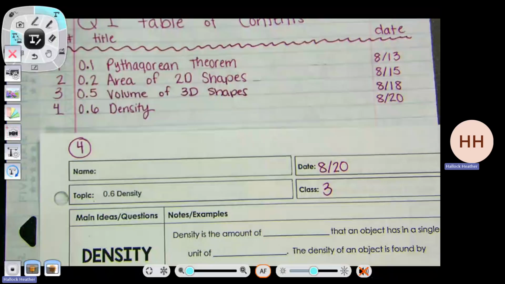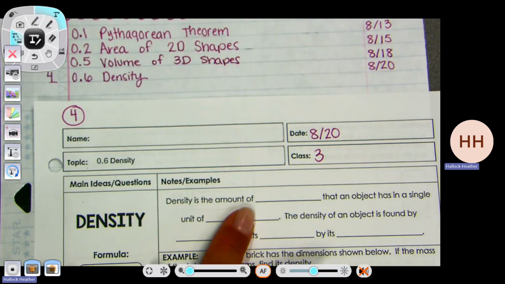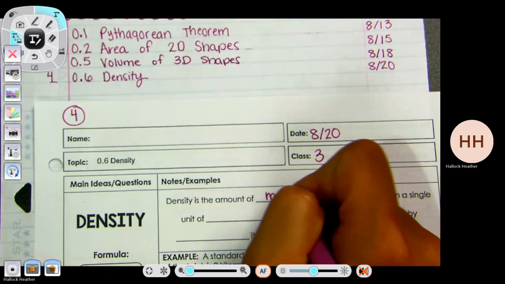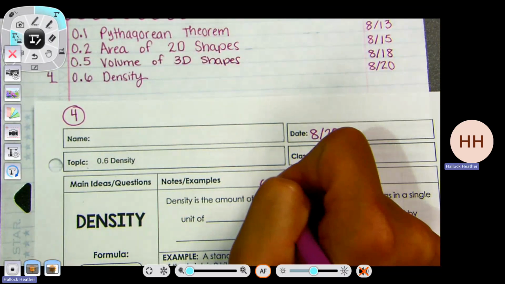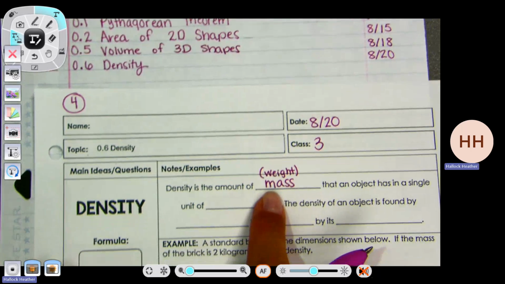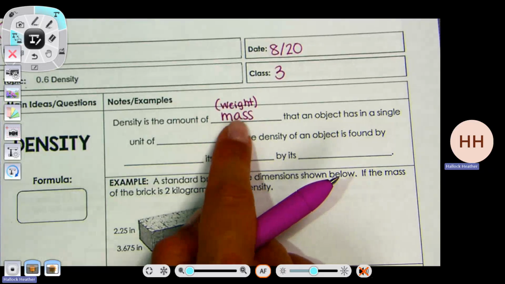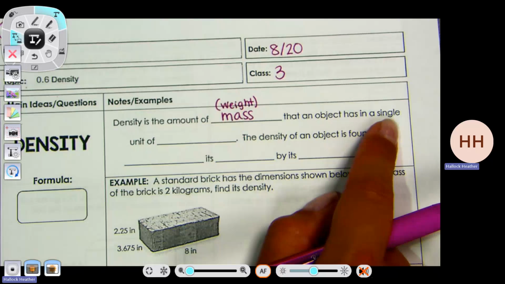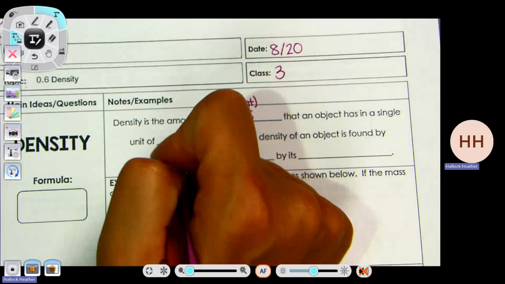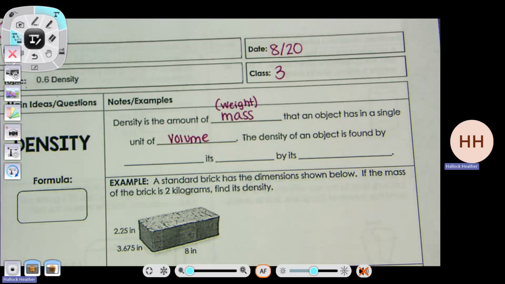Science, but density is technically the amount of mass. Mass is your weight, just so you know. So right above that, put weight. Sometimes instead of saying this is your mass, they'll say the weight is. Weight and mass are the same thing, that an object has in a single unit of volume. Sometimes this number will be really, really small, okay?